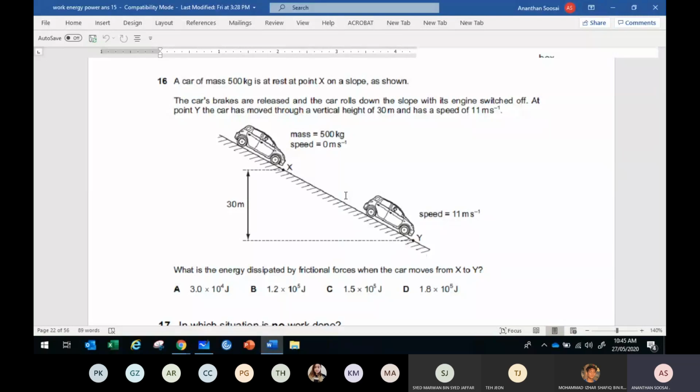Is there any gain in EK? Yes, there is. The gain in EK is positive: final kinetic energy minus initial kinetic energy. Is there any heat? That's what we're looking for.